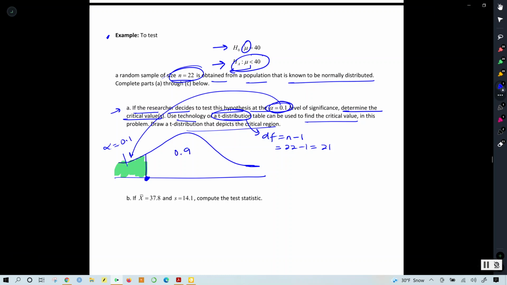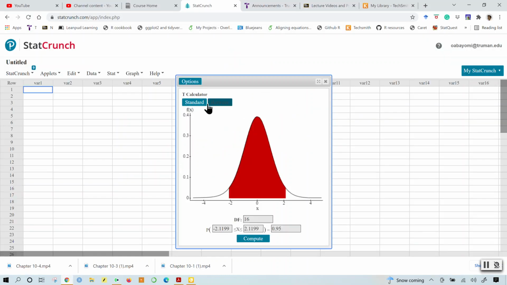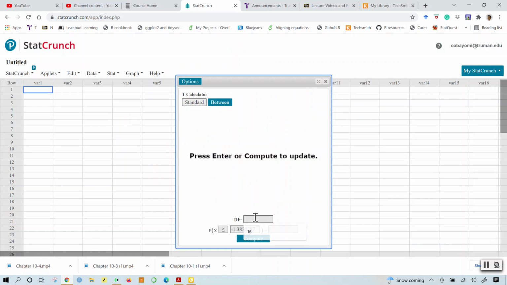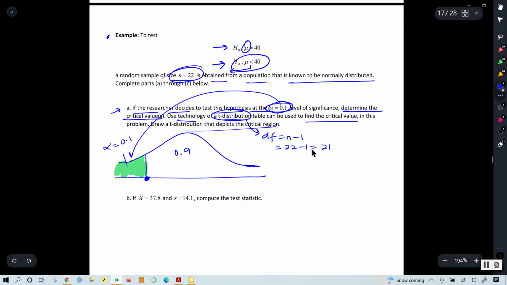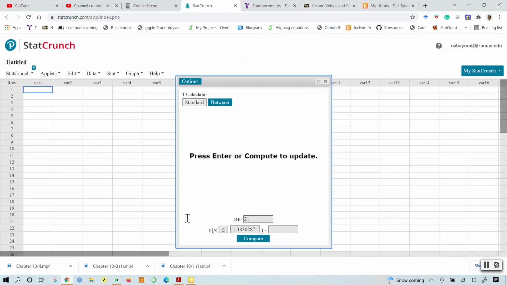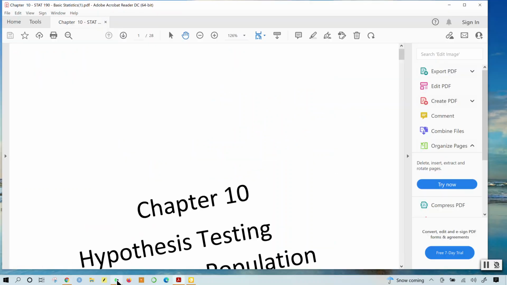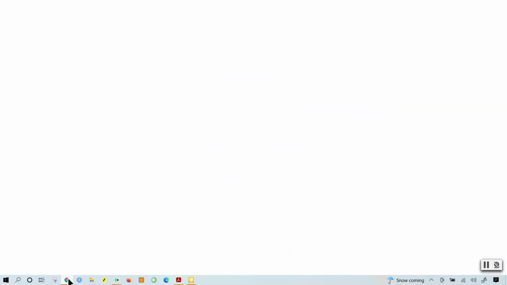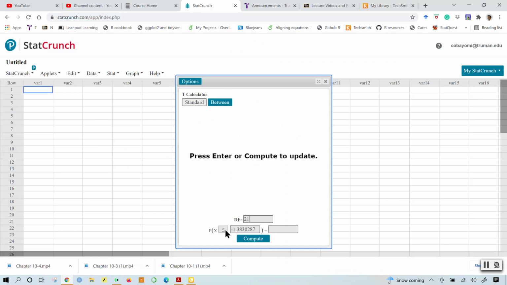So to find my critical value, in this case, I'll go to StatCrunch. I'll change this to standard since I only want that. Then I want my degree of freedom to be 21. So I have this to be 21. And the next step will be, where is the whole area concentrated? Going back, the whole area is concentrated to the left. So I want to make sure this is left.